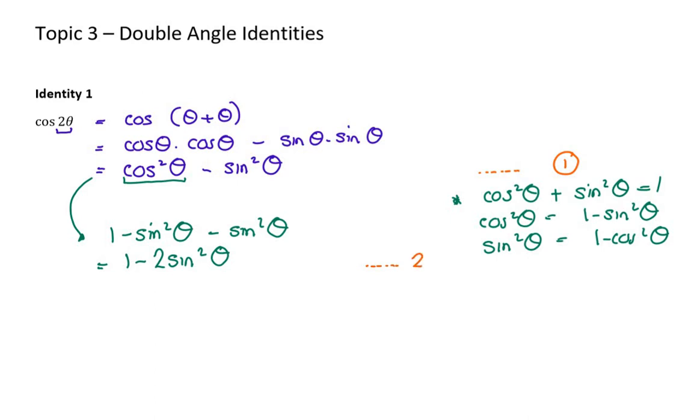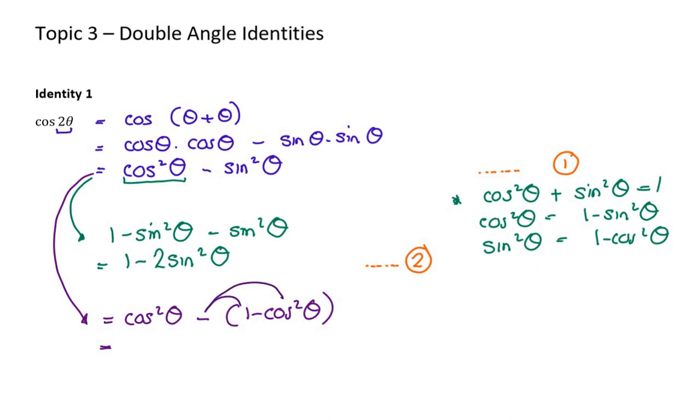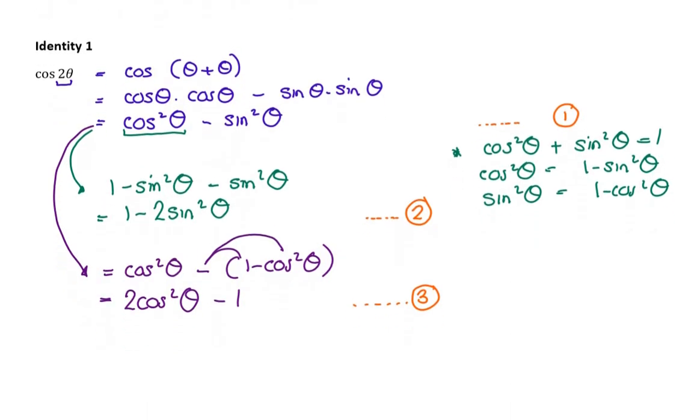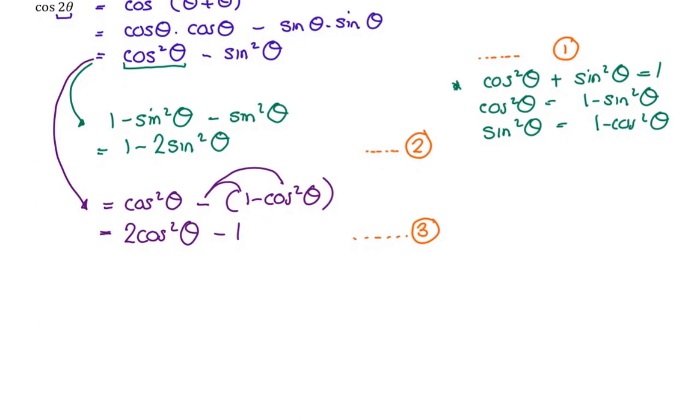That's almost like a second identity within this first identity. And then a third way you could have morphed this is from this line. You could have replaced the sine squared. So you could have said it's cos squared minus (1 minus cos squared). That becomes minus 1 but plus cos squared, so it becomes 2 cos squared theta minus 1. And this is the third identity within this identity. So cos 2 theta can be rewritten in 3 different ways, and when we do identities and equations, we're going to use all of these different ways.